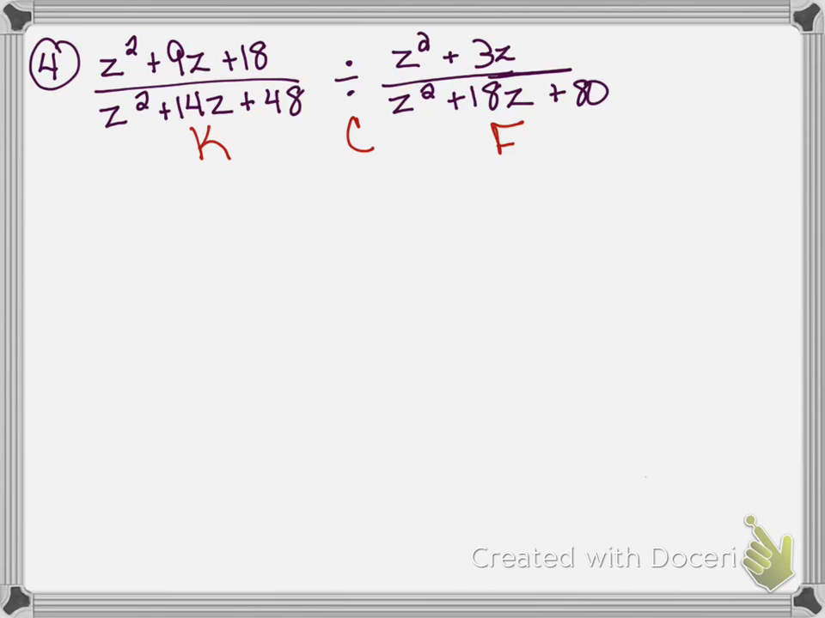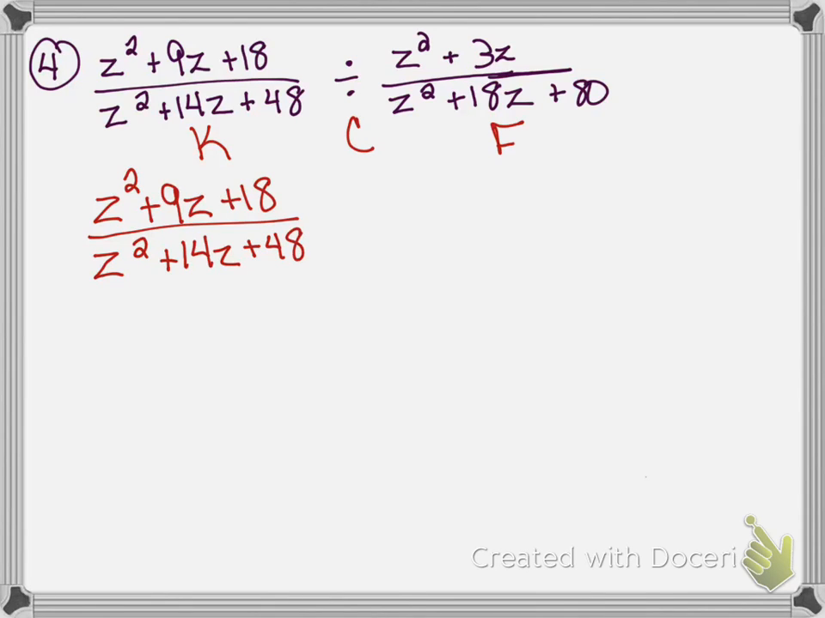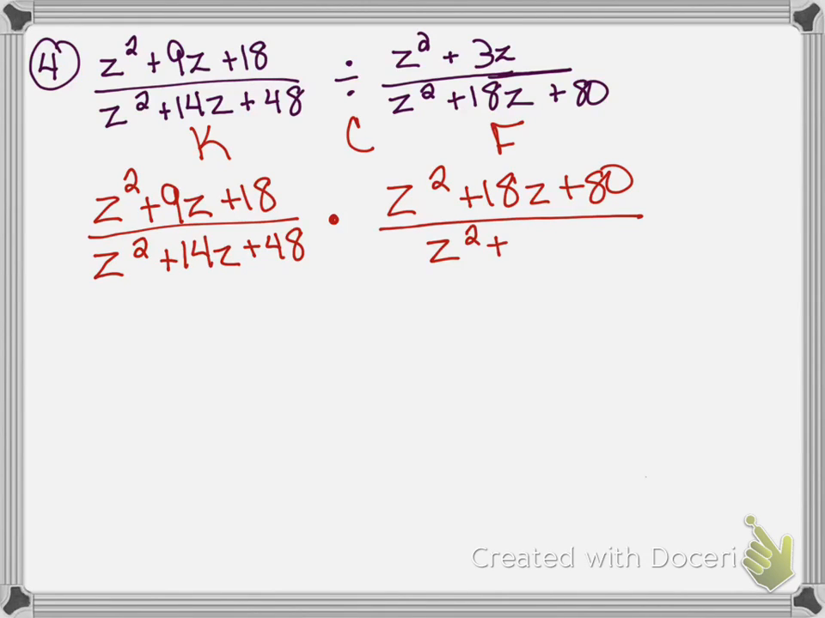Okay? So I have z squared plus 9z plus 18 over z squared plus 14z plus 48. Change. My division becomes what? Good. And then I flip. So z squared plus 18z plus 80 over z squared plus 3z.